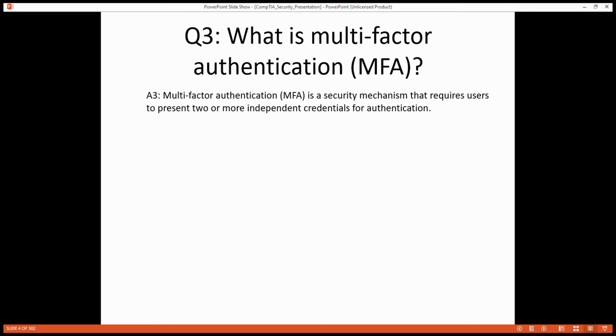Q3. What is multi-factor authentication, MFA? A3. Multi-factor authentication, MFA, is a security mechanism that requires users to present two or more independent credentials for authentication.